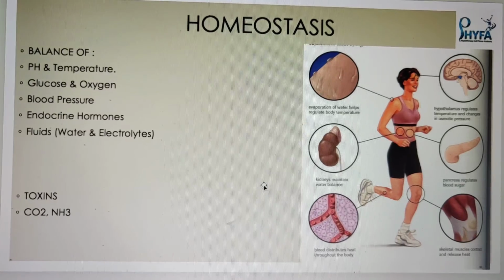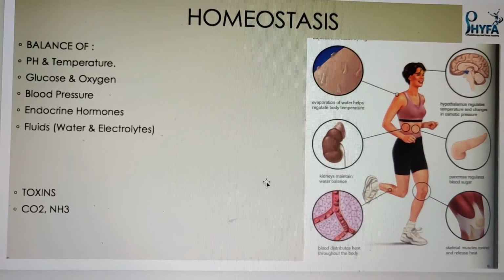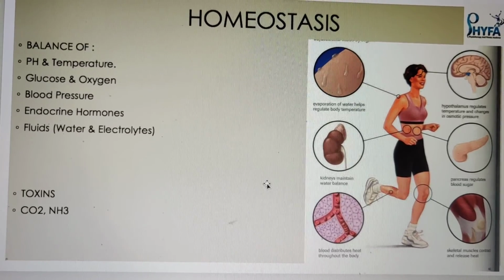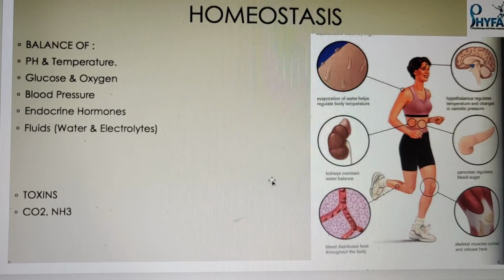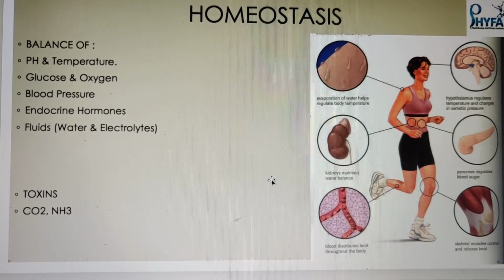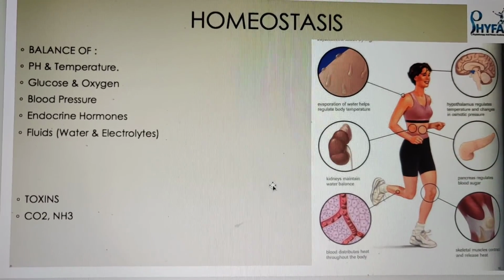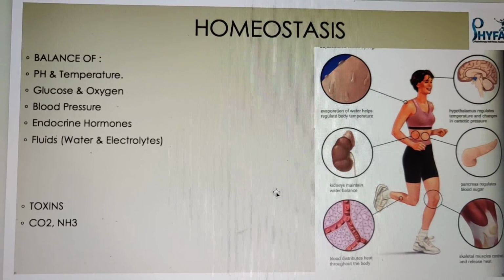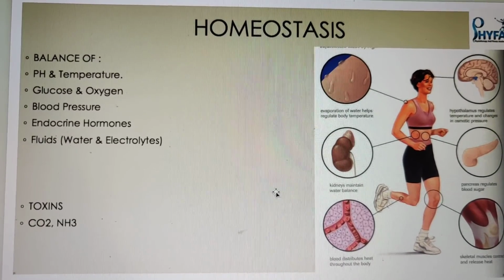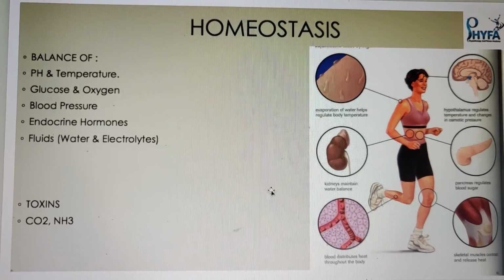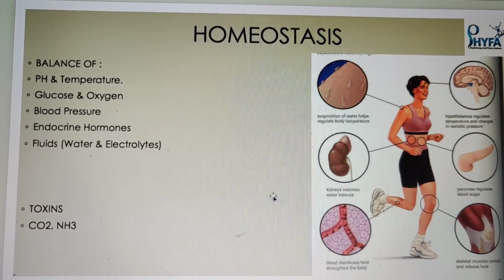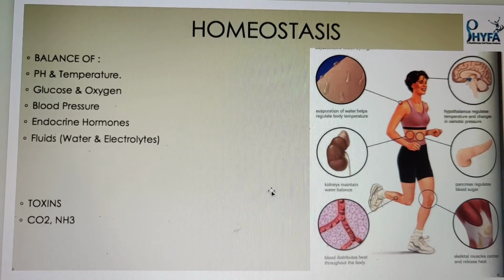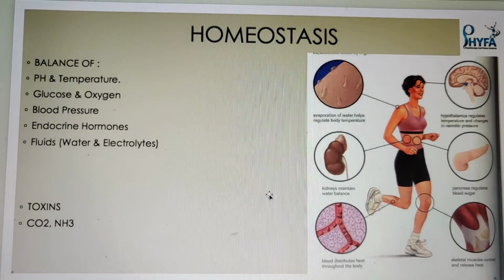So finally, what do we understand? Homeostasis, that is balance or equilibrium of pH and temperature, glucose, oxygen, blood pressure, endocrine hormones, water and electrolytes, fluid is very important, and removal or excretion of the toxins like carbon dioxide and ammonia is very important to maintain the balance and equilibrium or to have a smooth functioning via homeostasis of the body. So this was the fundamental function of our cell.